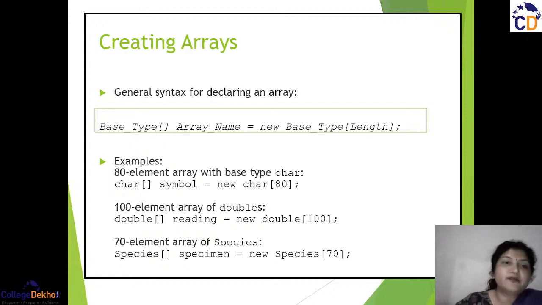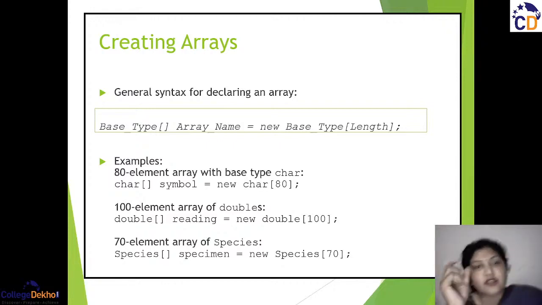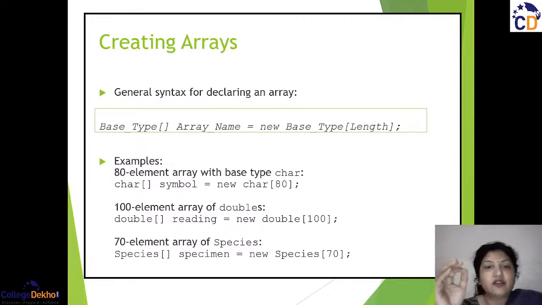The first part is the base type, the type of the data items in the array, then a space, then the array name, and then, like in the C programming language, we use new, and then again the type of the array, and then the length or size of the items in the array. For example, the first example talks about an 80-element array with the base type char. The array consists of all elements that are of type character.